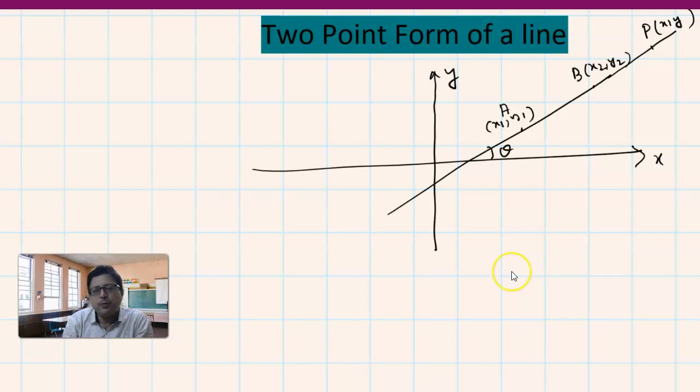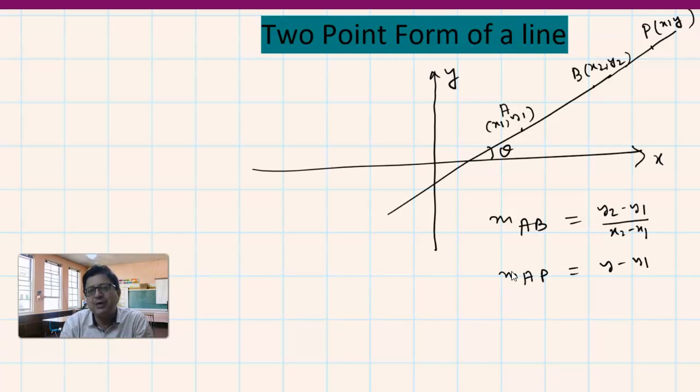What is the slope of this portion? The line is passing through A and B, and the slope, as you know, is change of y by change of x. If it is passing through A and P only, then it will be (y minus y1) by (x minus x1).